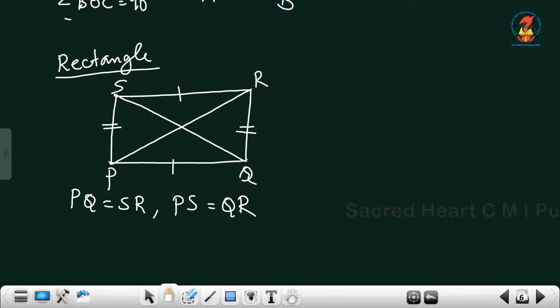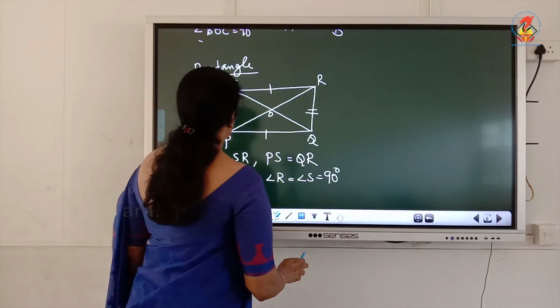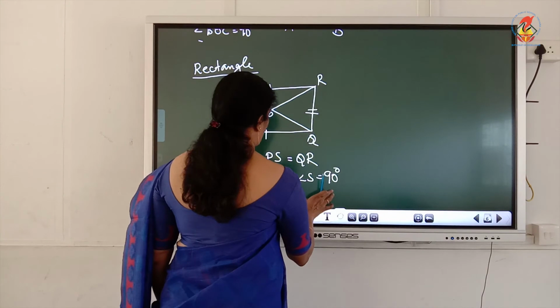All the angles are 90 degree. Angle P equal to angle Q equal to angle R equal to angle S equal to 90 degree. Diagonals, the length of the diagonals is equal. That means PR equal to QS. Next one, square.